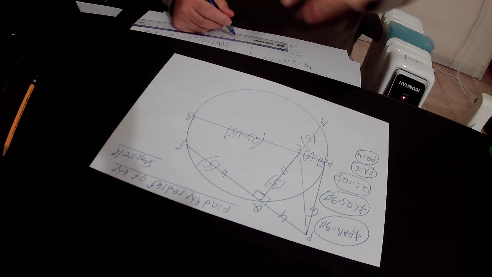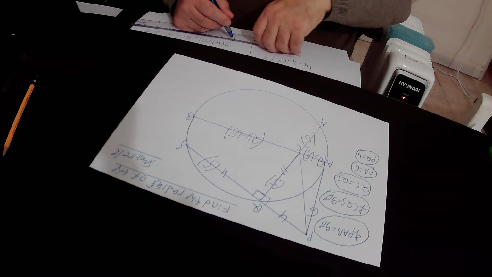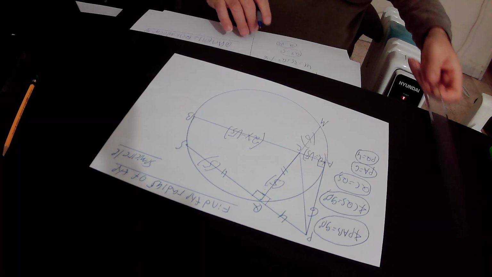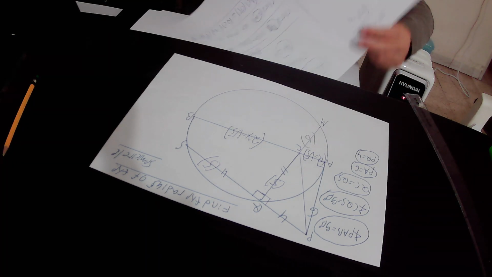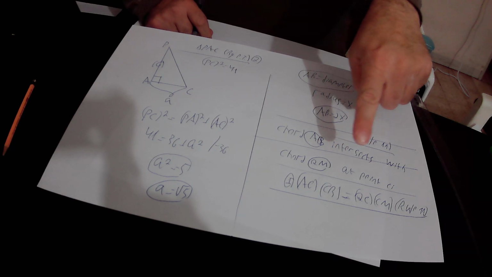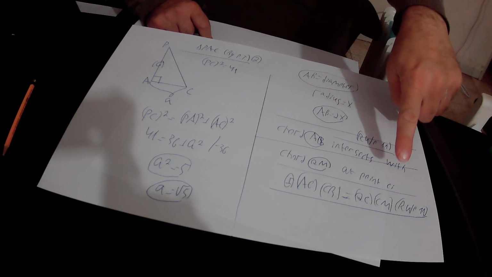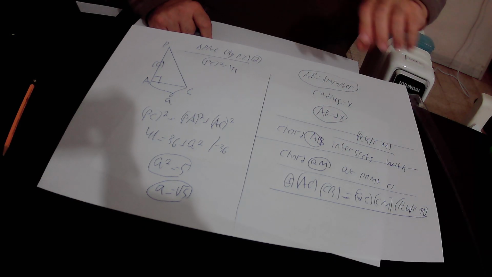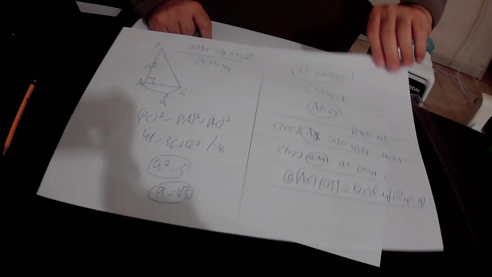Because in our drawing we have two chords that intersect with each other, we can implement rule number 11 here. According to rule number 11, we get that AC times CB equals QC times CM. This is equation number 1.